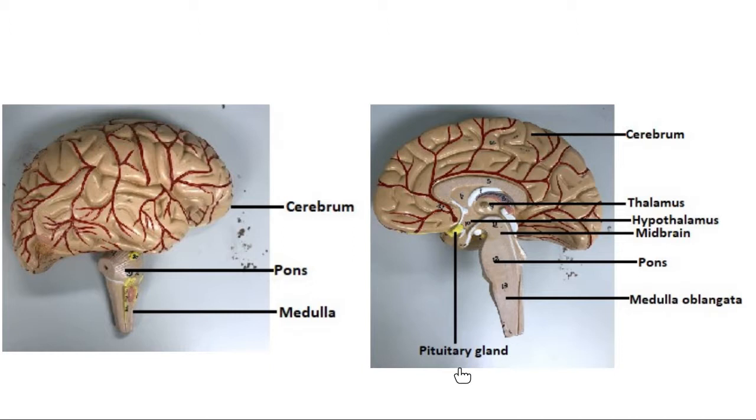Like in the pituitary gland, where it is located and how it is connected to the thalamus. Then in the medulla, you have to remember the ventral relations and the dorsal relations. Again in the pons, the ventral relations and the dorsal relations. Like this the questions will come. Now you got the idea.